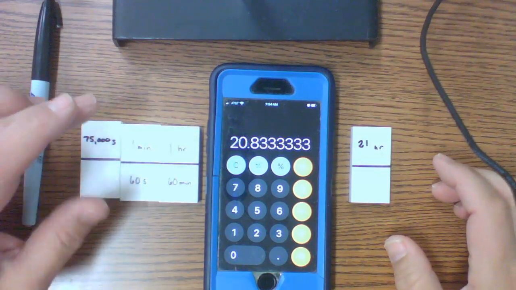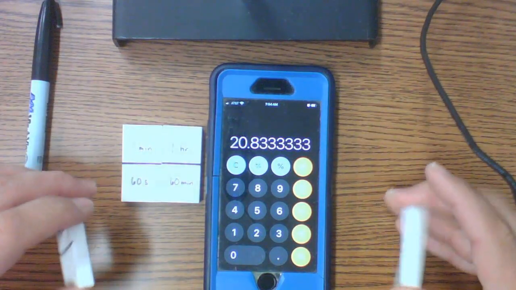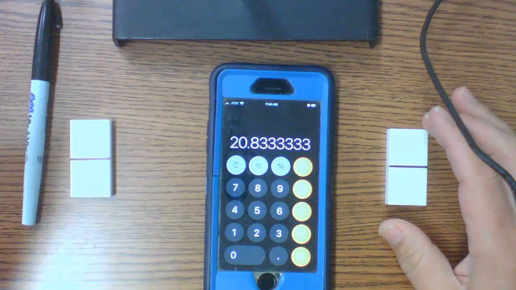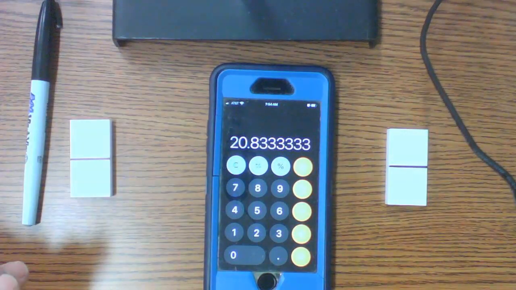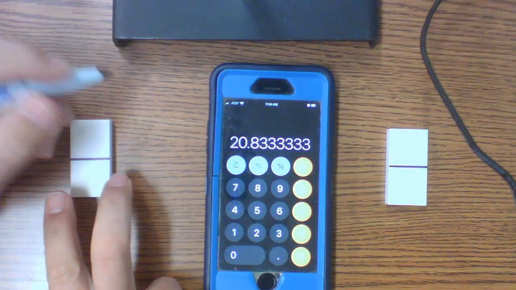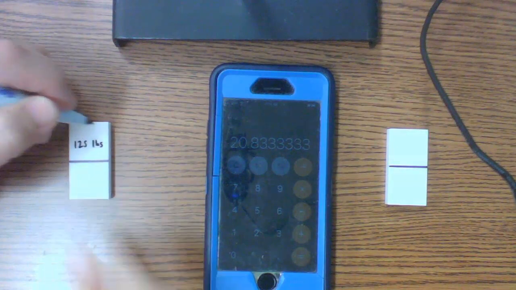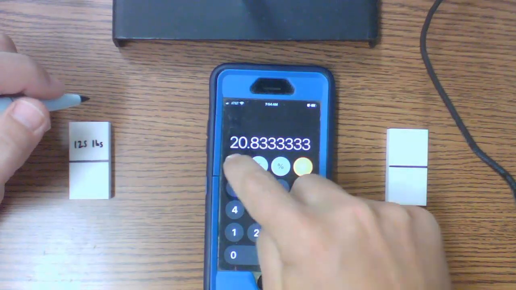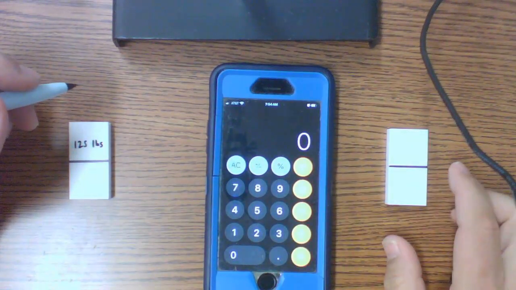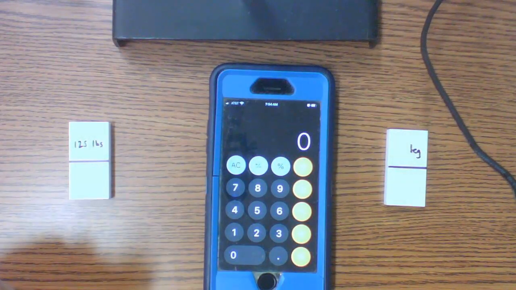Okay. Let's switch over to some mass examples. Okay, so this works for all different types of units. We're going to go mass now. So let's start with 125 pounds. Okay, and we want to go into, let's go into kilograms. So 125 pounds into kilograms.